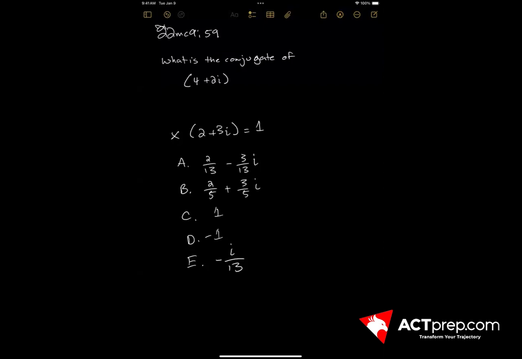In the complex numbers where i squared is equal to -1, what complex number x is a solution to the equation x times (2 plus 3i) is equal to 1?